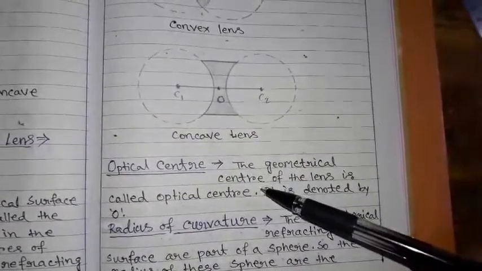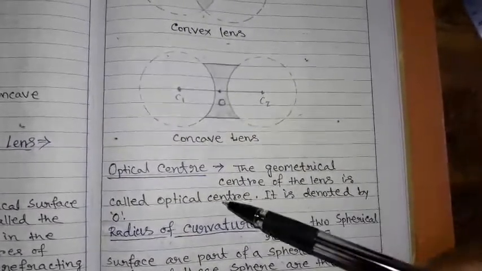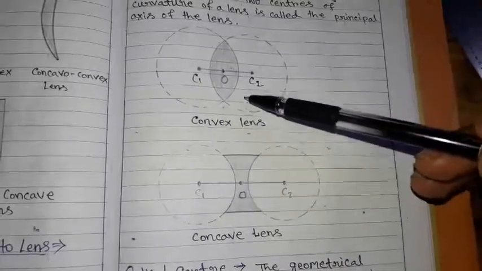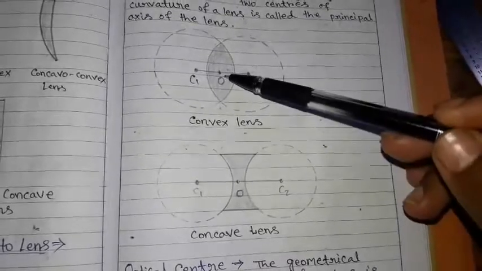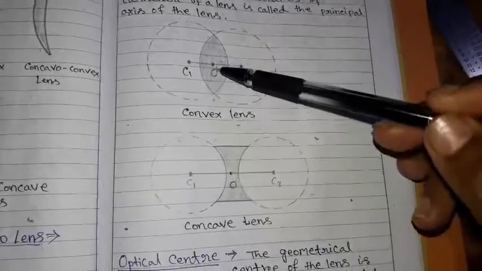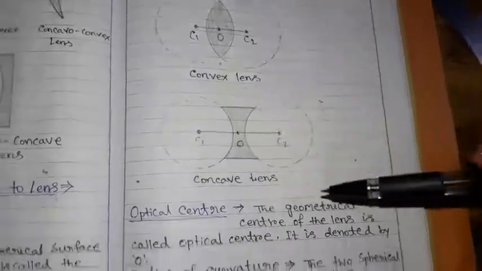The geometrical center of the lens is called the optical center. It is denoted by O. Here in the diagram we see this point O is the geometrical center of the lens for both convex and concave lens. So this point is called the optical center.